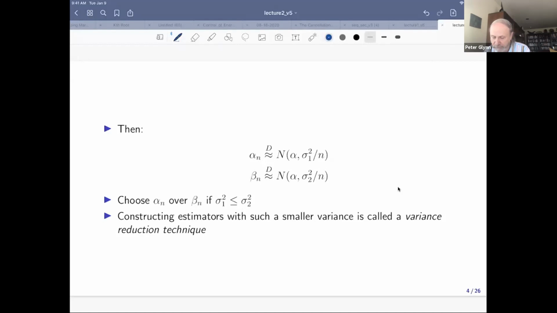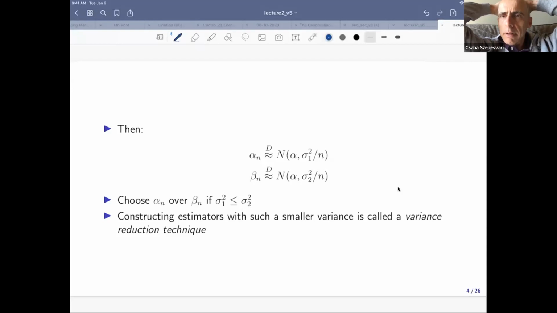So again, if you search under variance reduction technique within the world of simulation and Monte Carlo, you'll come to an enormous range of different ideas that have been developed over the years, depending on the communities that are involved.